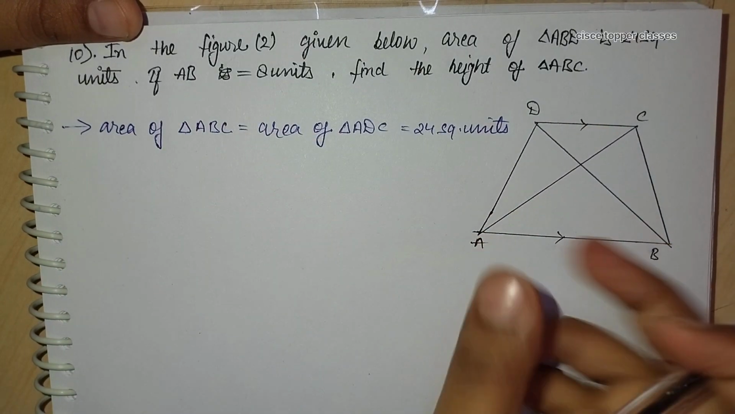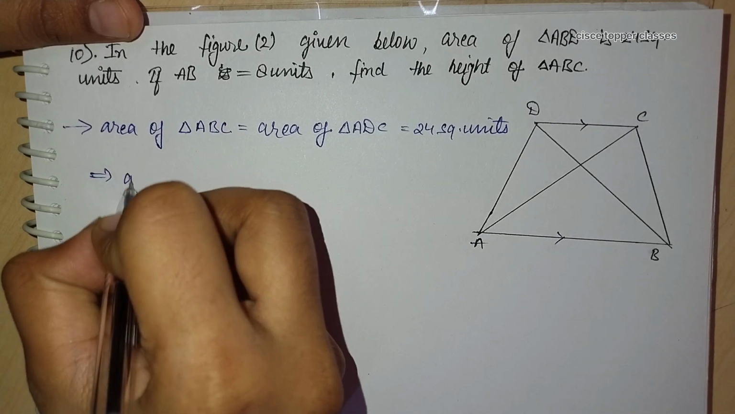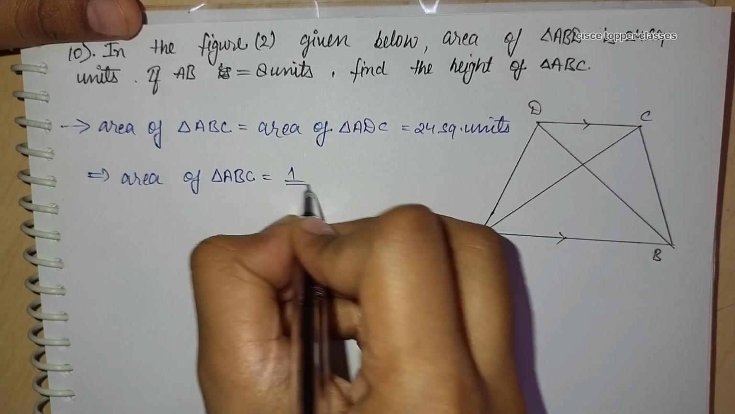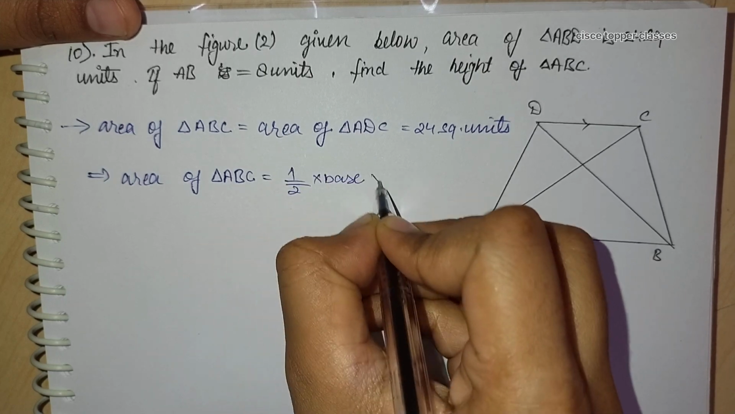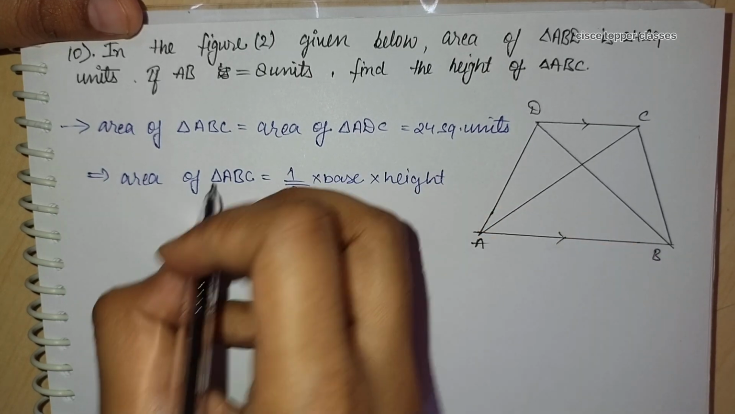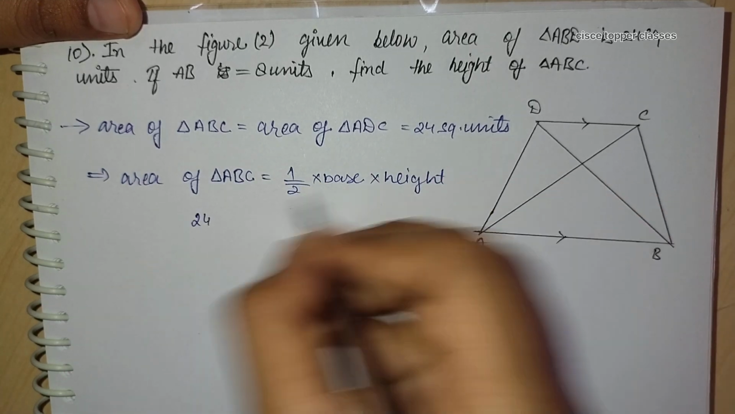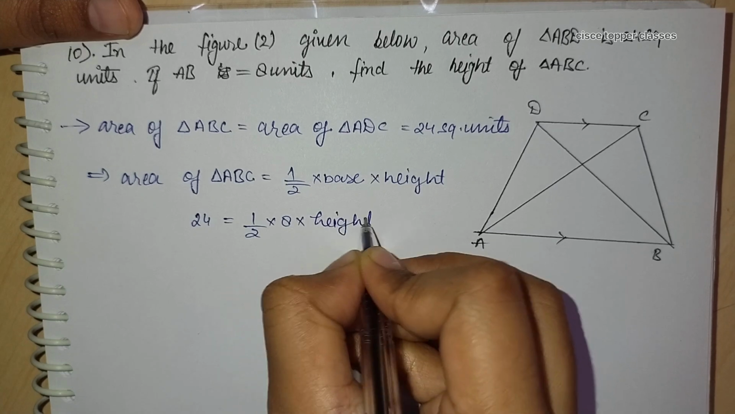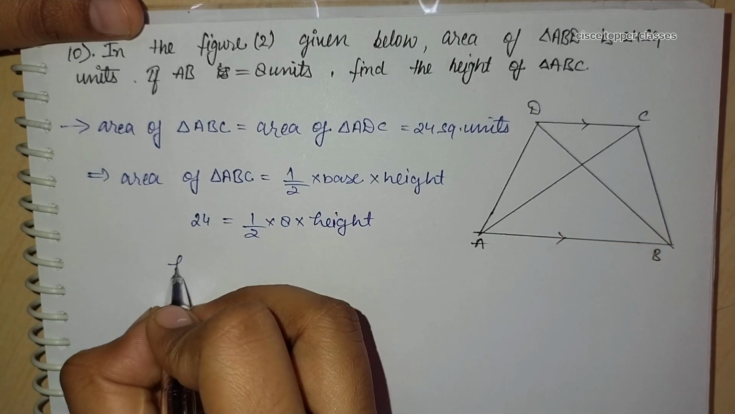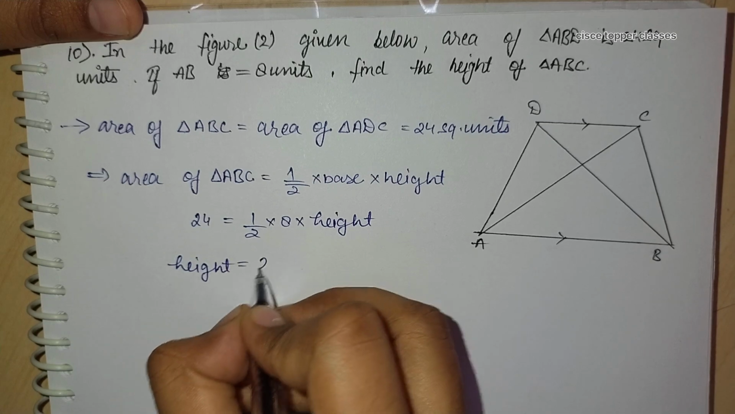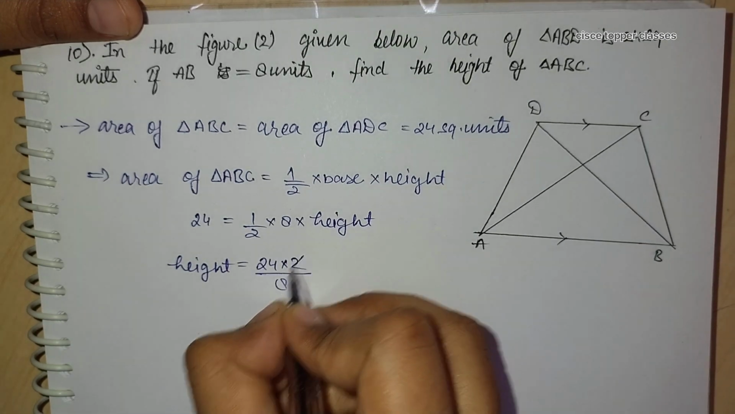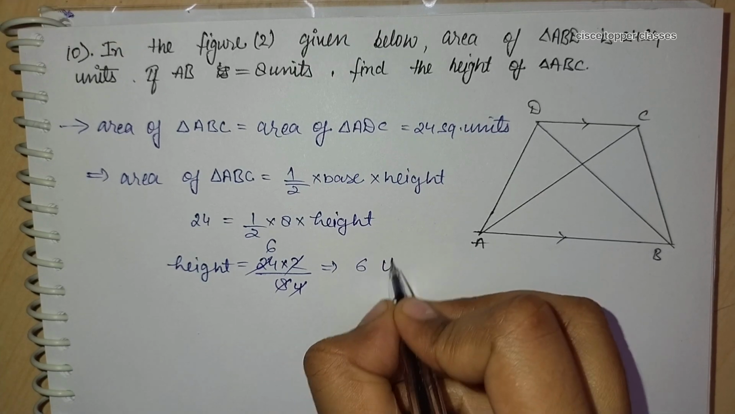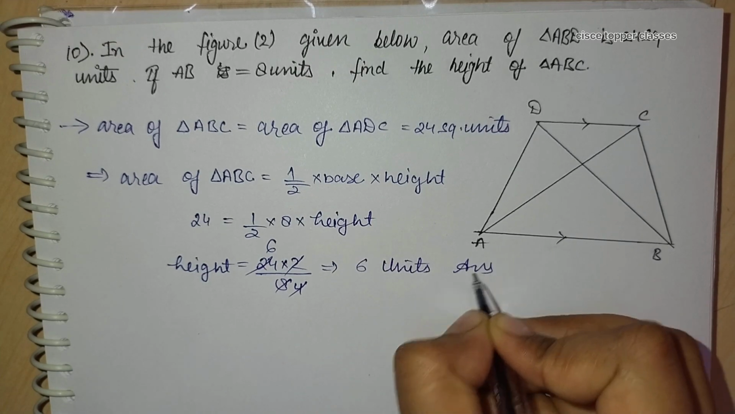And as AB is given, means base is given of the triangle ABC, we can write by formula area of triangle ABC is equal to 1 by 2 into base into height. So this will be 24 equals half into 8 into height. From here we can find the value of height of triangle ABC, which we have to find in this question. So height is equal to 24 into 2 divided by 8, and this will be 6. So it will be 6 units here. So this is the final answer in this question.